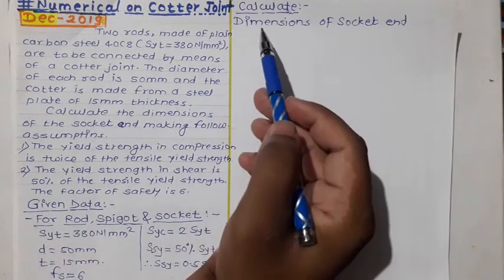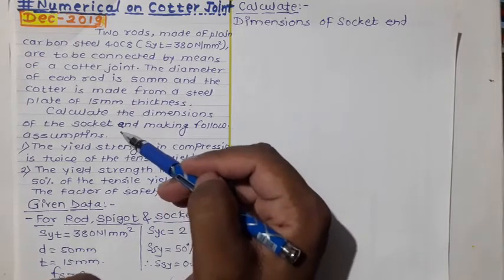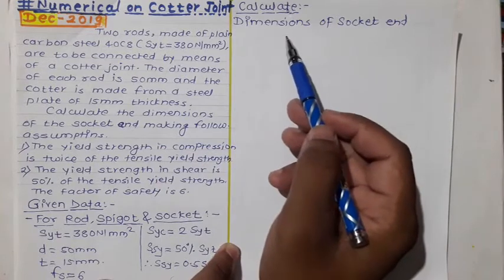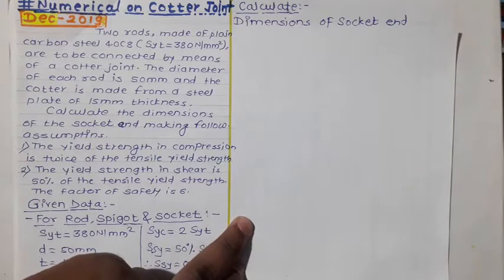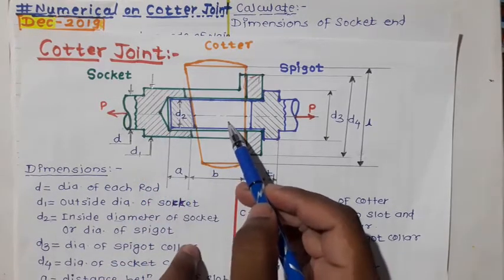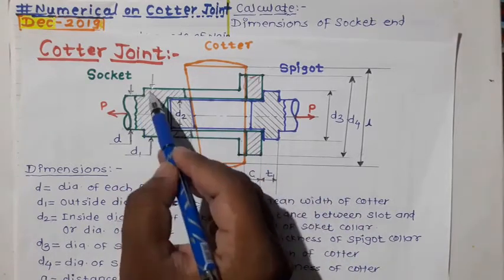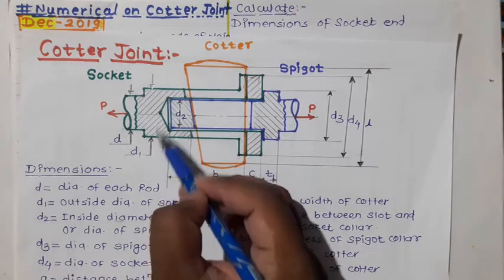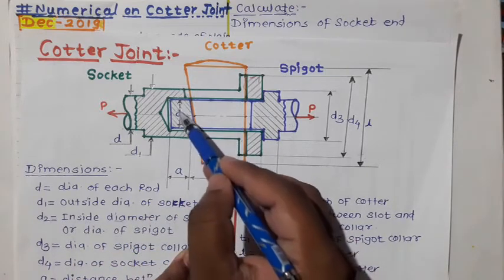Okay, now the next part of this given data is the parameter that we have to calculate. Here I have written calculate the dimensions of socket end, which is the parameter that we have to calculate. Okay, now we have to first of all find out what are the dimensions related to socket end. So let us consider this diagram. Now consider this cut section of quarter joint to understand what are the dimensional parameters related to socket. Okay, so first is D1. So D1 is outside diameter of socket. Next is D2. So D2 is inside diameter of socket, which is shown here.